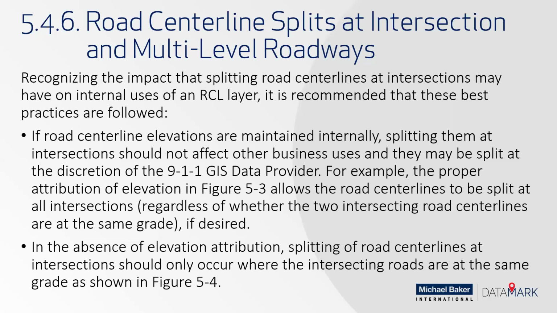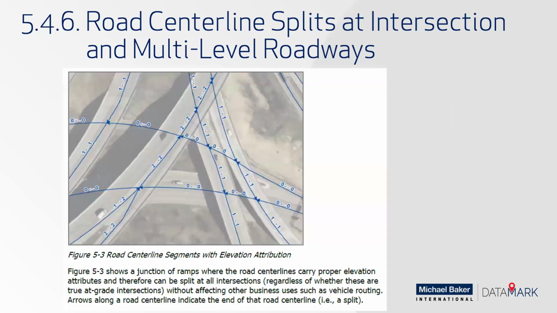So I'll move to this 5.3 here. Here's the graphic 5.3 that's being referenced. You can see the start and end elevations, 0 to 0, 1 to 2, etc. Hopefully it makes sense there. This shows the junction of ramps where the road centerlines carry proper elevation attributes and therefore can be split at all intersections, regardless of whether these are true at-grade intersections, without affecting other business uses.